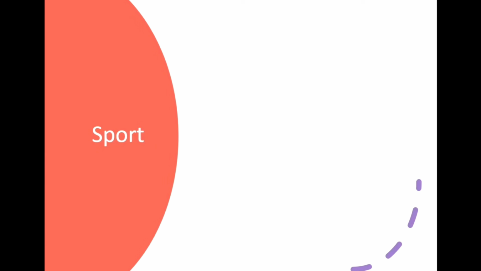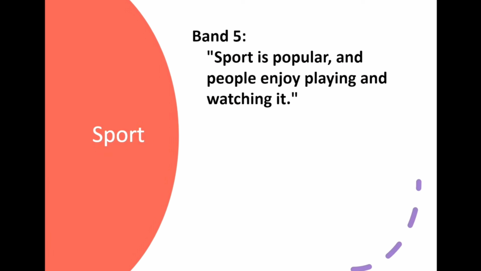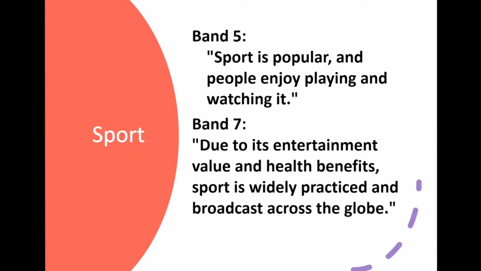Topic of sport. Sport is popular and people enjoy playing and watching it. So a very basic vocabulary, quite a basic sentence, really, but it's got and. How do we improve it? We look at the vocabulary, think of the words you could use, think of the grammar. We've been using today linking words, modal verbs, and passive. Could we use any of these? Could we use all of these? What are we going to use now?